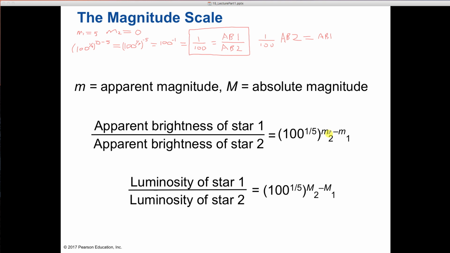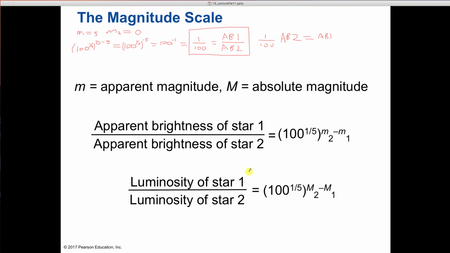And so again, the magnitude scale is kind of backwards. Bigger numbers mean dimmer stars, and that's true for absolute magnitude as well. Bigger absolute magnitudes mean dimmer luminosities, lower luminosities. And so there's a direct relationship between absolute magnitude and luminosity. But to get from apparent magnitude or apparent brightness to luminosity, you need to know distance.